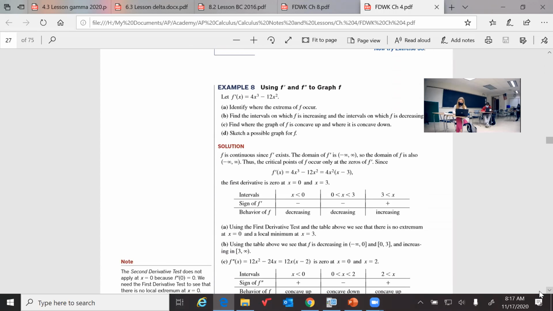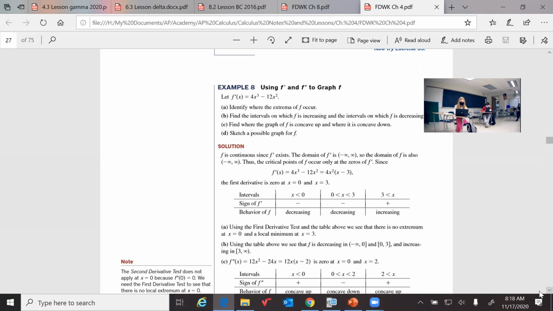Here's what they tell us. You want to draw this graph, and they're telling you about the first derivative. The first derivative is 4x cubed plus a negative 12x squared. Determine whether the extreme occur of f of the parent graph. Find the intervals where it's increasing and decreasing. Find the concavity, and then draw what this graph could look like.